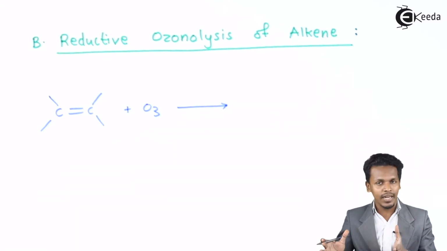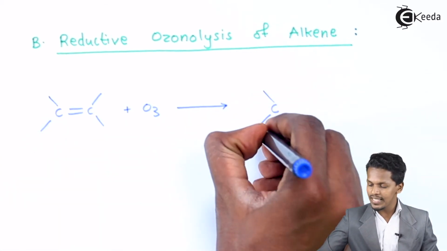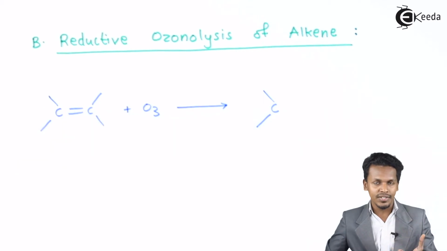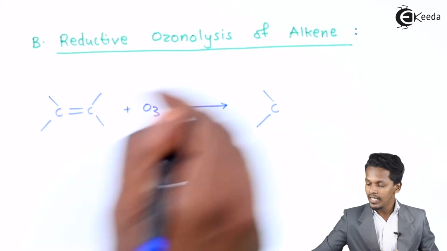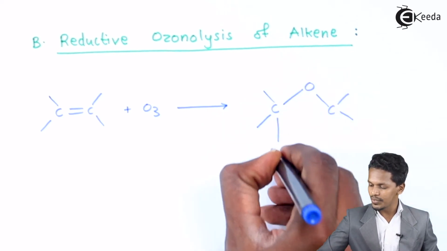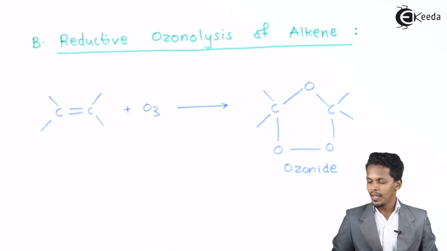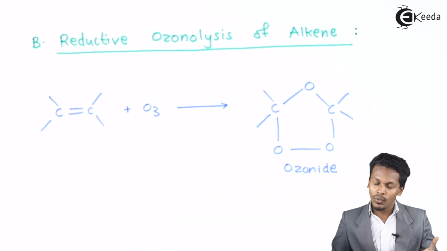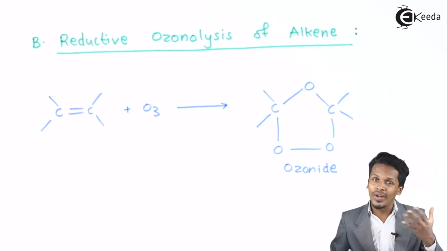So this is the general reaction that I'm mentioning. Obviously this will undergo an addition reaction, and this double bond will be converted into a single bond over here. In this case we could form an ozonoid that could be represented like this. So this is nothing but ozonoid. But this is not the ultimate product that we could get. Obviously we have to convert this ozonoid into an aldehyde or ketone.